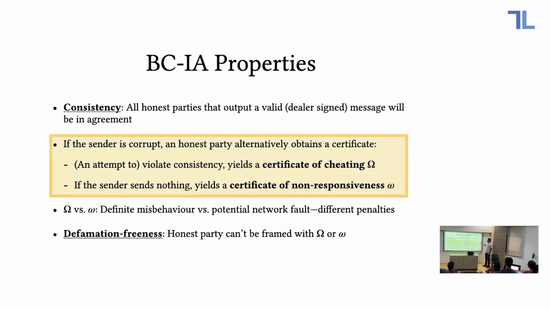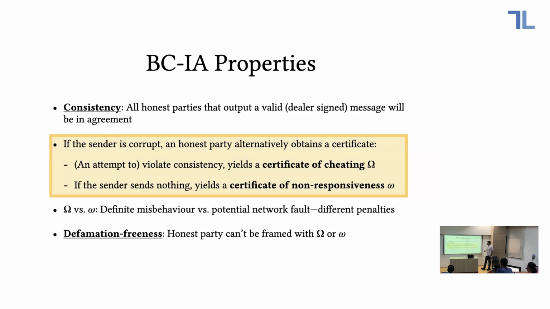So we define what we want, this thing called BCIA. First, we want consistency, which is pretty standard across broadcast requirements, which is that all honest parties will output a message from the dealer. And when they do, they are in agreement. When honest parties output something, they're in agreement. And the maybe non-standard thing is that the message that comes is signed by the dealer. This is not a big deal in the PKI setting because the dealer can just broadcast signed messages instead of raw messages, but that's fine.